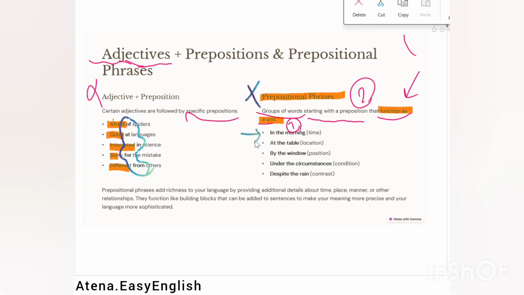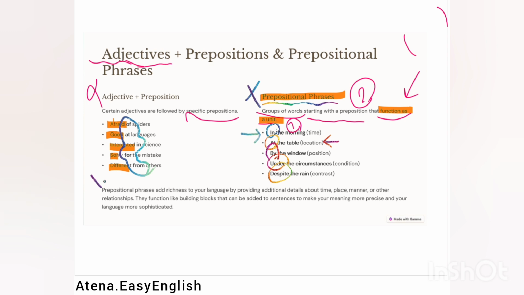In the morning is about time. It's a prepositional phrase that starts with the preposition. At the table, it's about the location, yes? It starts with a preposition. By the window, by is the preposition. Under the circumstances, under. Despite the rain, despite. So, in here we also have prepositional phrases.